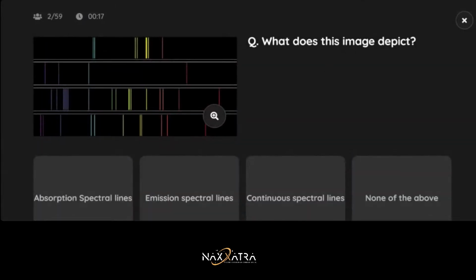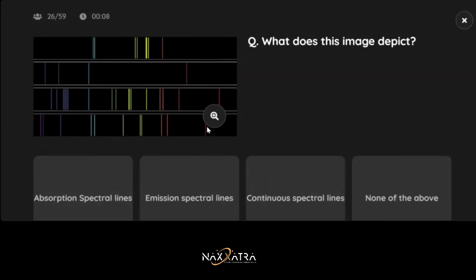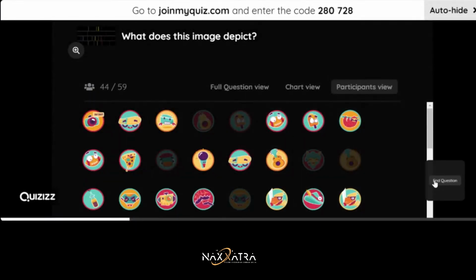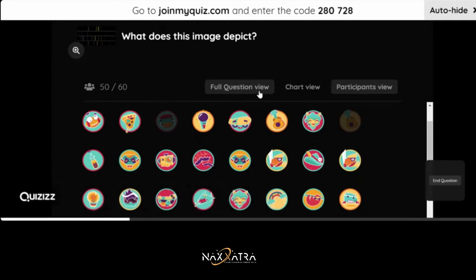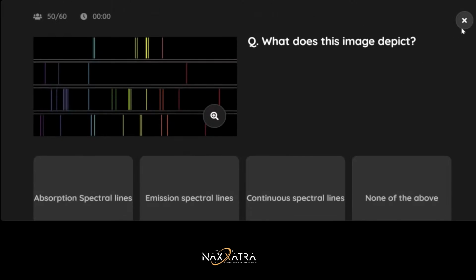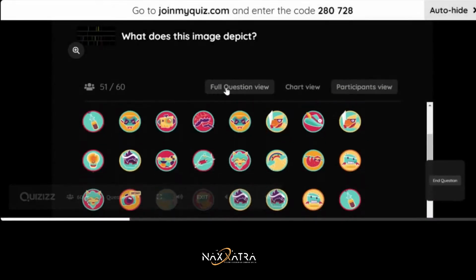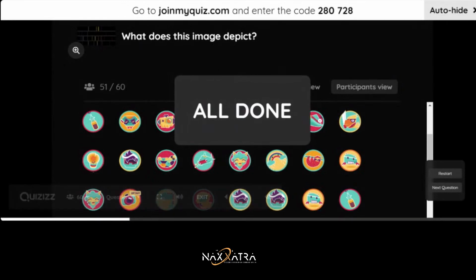So what does this image depict? Is it absorption spectral lines, emission spectral lines, continuous spectral lines, or none of the above? Fast. So which could be the answer? So the answer is emission spectral lines.